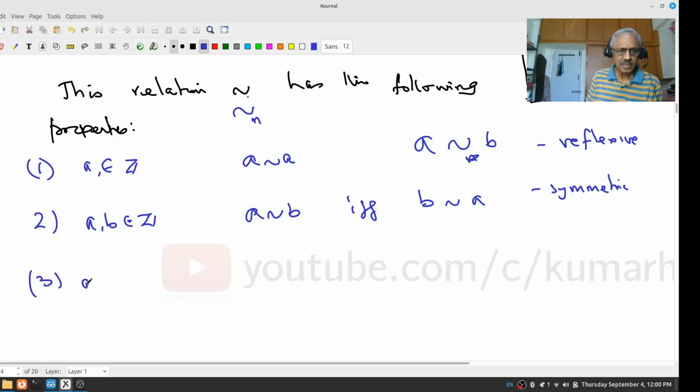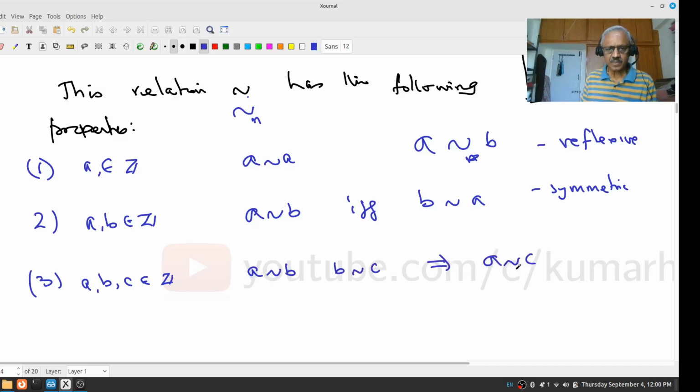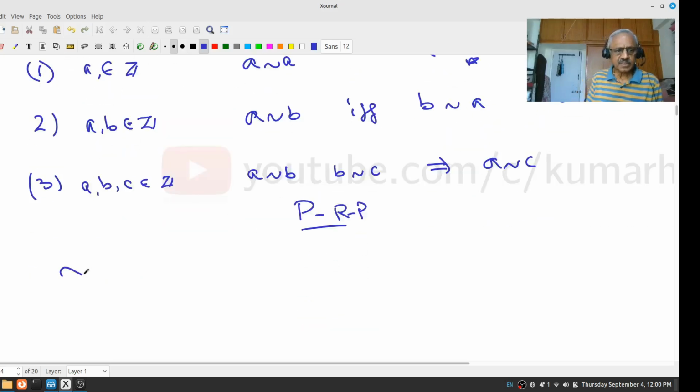The third one is, if a, b, c are given, and suppose a is related to b and b is related to c, then that implies a is related to c. Because a and b when divided by n leave the same remainder, and b and c leave the same remainder, therefore the remainder of c is also the remainder of b, but the remainder of b is the same as the remainder of a, therefore a and c leave the same remainder. Is that clear? So review these properties. One usually says this is an equivalence relation.